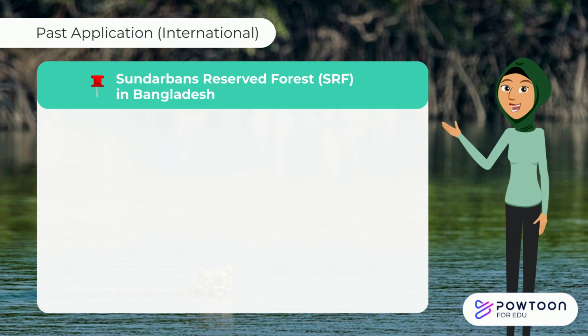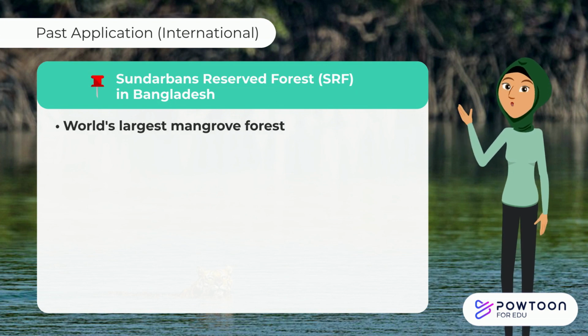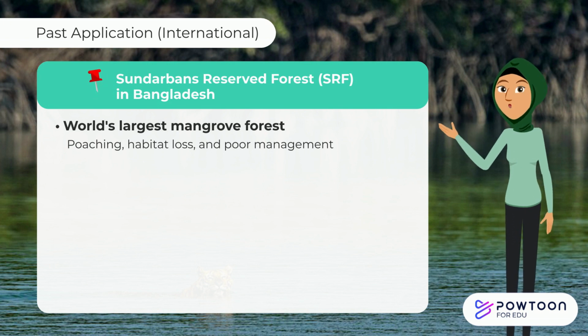Sundarbans Reserved Forest, SRF, in Bangladesh. Sundarbans Reserved Forest, SRF, the world's largest mangrove forest, harbors endangered species like the Royal Bengal tiger but faces threats of poaching, habitat loss, and poor management.